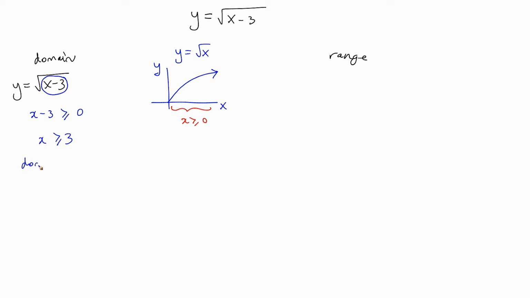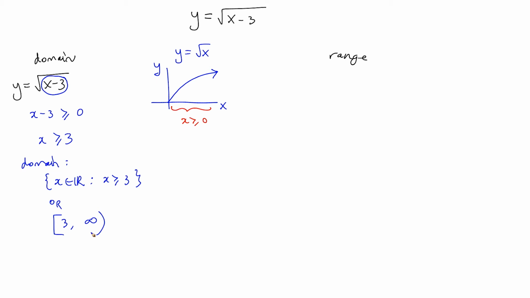And so you can say that the domain there is the set of all x, which are real numbers, such that x is at least 3. In set notation, you can write this as closed bracket 3 to infinity, open bracket.